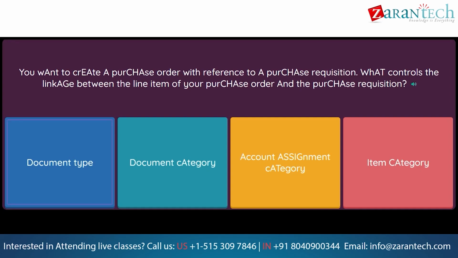Option 1, document type. Option 2, document category. Option 3, account assignment category. Option 4, item category.